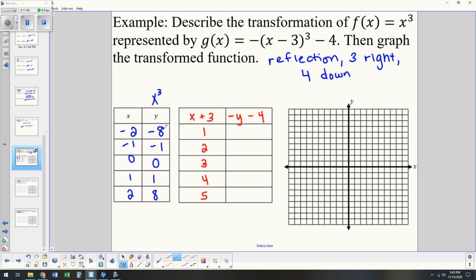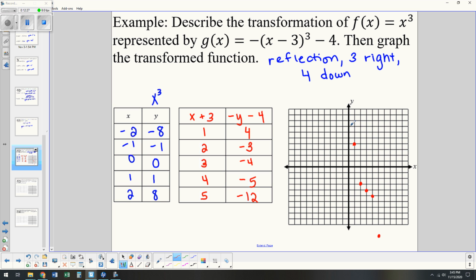So the opposite of -8 is +8. Minus 4 is 4. The opposite of -1 is +1. 1 minus 4 is -3. 0 minus 4 is -4. -1 minus 4 is -5. And -8 minus 4 is actually -12. And I know that goes off the graph slightly, but we're still going to graph it. We can get there. So we have the points (1, 4), (2, -3), (3, -4), (4, -5), and (5, -12).